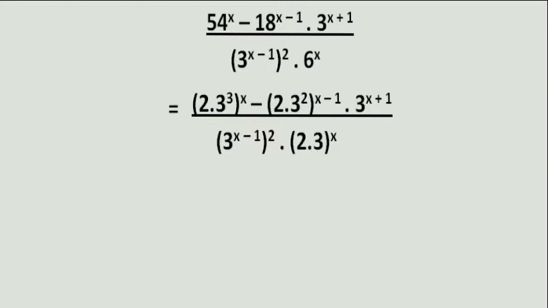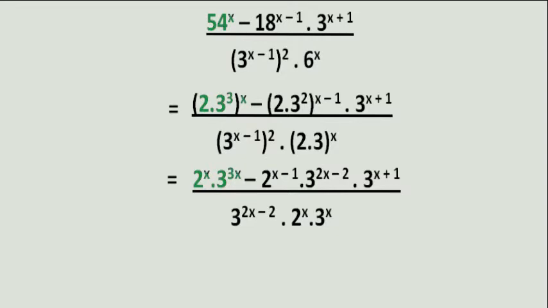Whenever raising a power to another power, we multiply the exponents. So, 2 times 3 cubed, all to the x, equals 2 to the x, times 3 to the 3x. 2 times 3 squared, all to the x minus 1, equals 2 to the x minus 1, times 3 to the 2x minus 2. 3 to the x minus 1, all squared, equals 3 to the 2x minus 2. And 2 times 3, all to the x, equals 2 to the x, times 3 to the x.